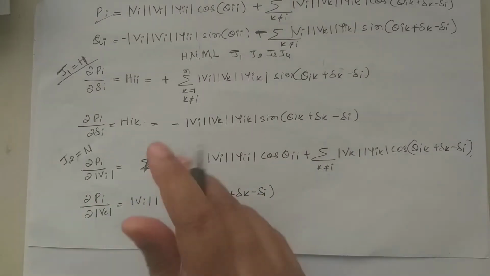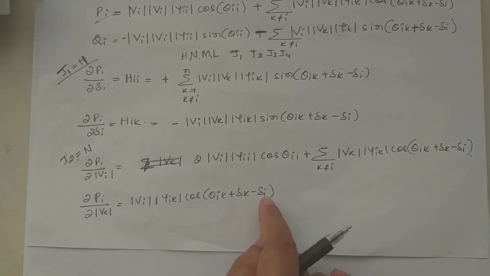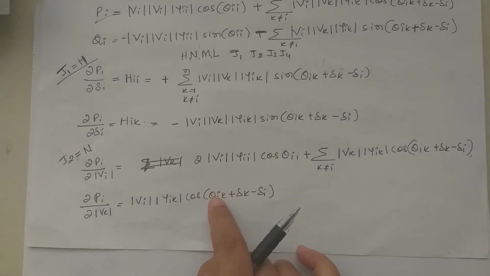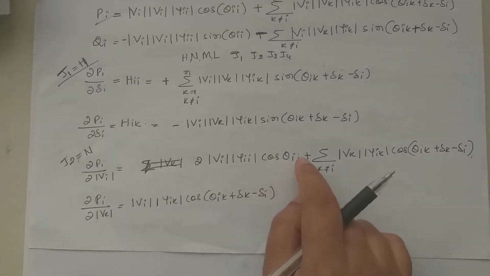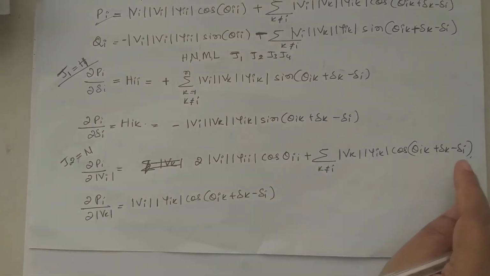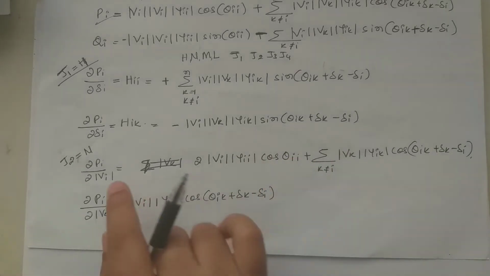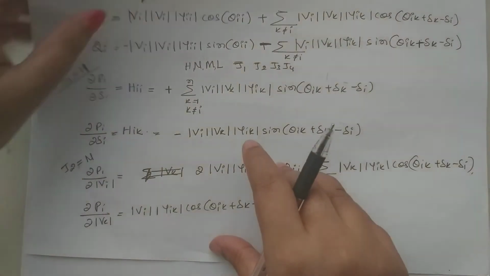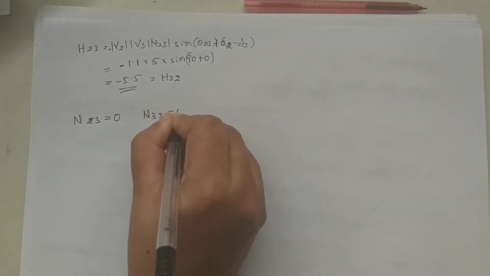N23 can be calculated using this equation: Vi Vk Yik cos(θik + δk − δi). We know that δk is 0 and δi is 0 here, and θ is 90. Cos 90 is 0, so the whole term is 0. Similarly here, cos(θik + 0), so cos 90 is 0. Therefore N23 is equal to 0 as well as N33.